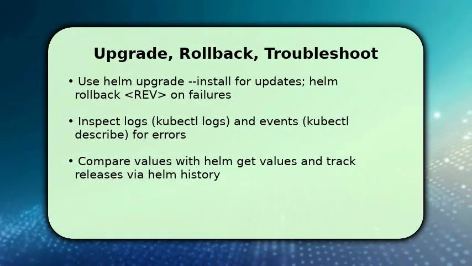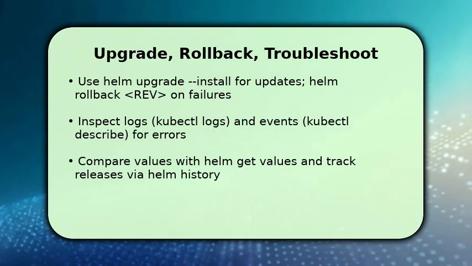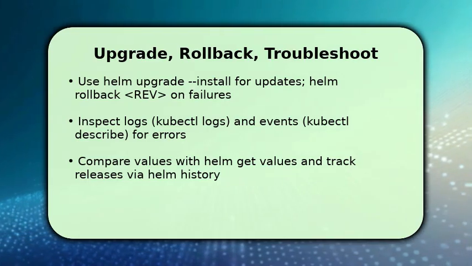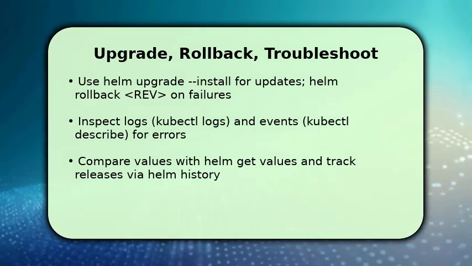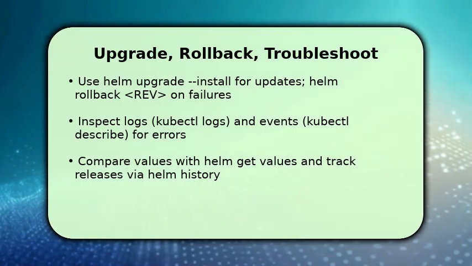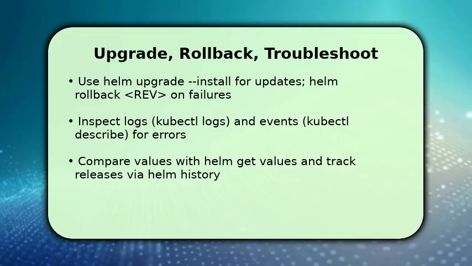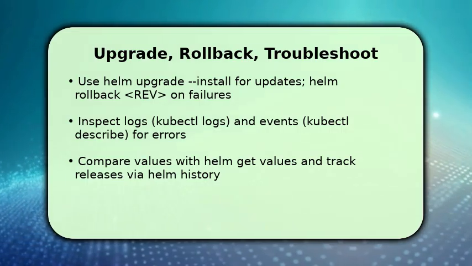For changes, run helm upgrade --install to apply new values safely. If bad results occur, use helm rollback to revert to a working revision. Make sure to inspect pod logs with kubectl logs and view resource events via kubectl describe to pinpoint failures. Once you understand the issue, adjust values, YAML, and reapply.